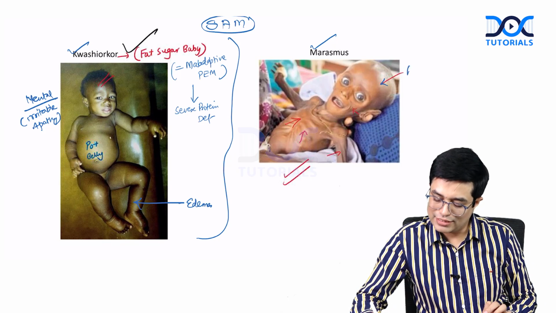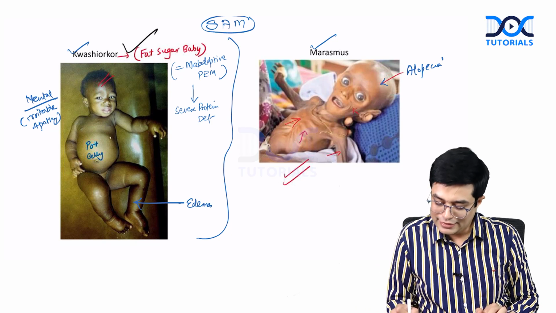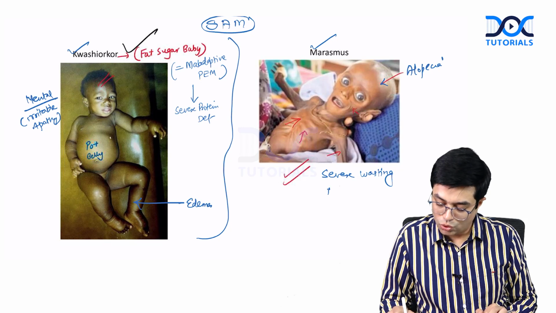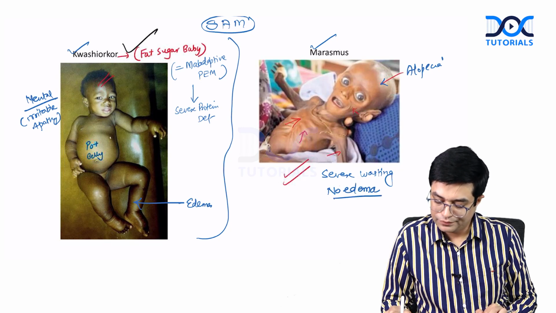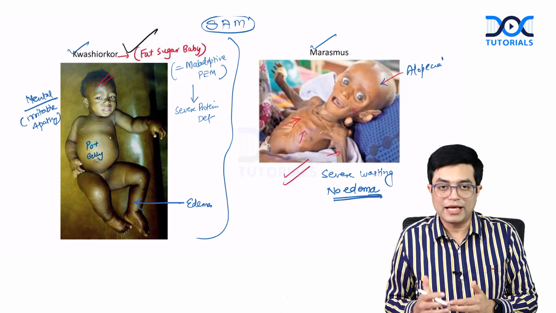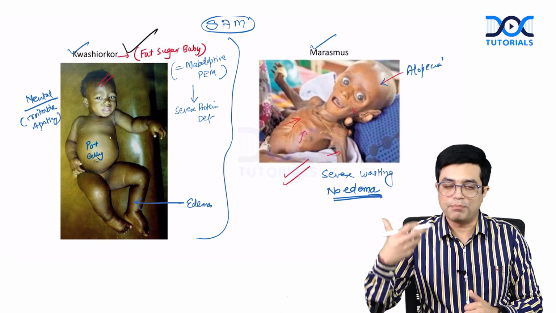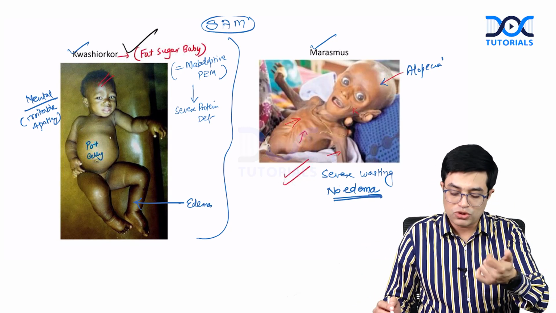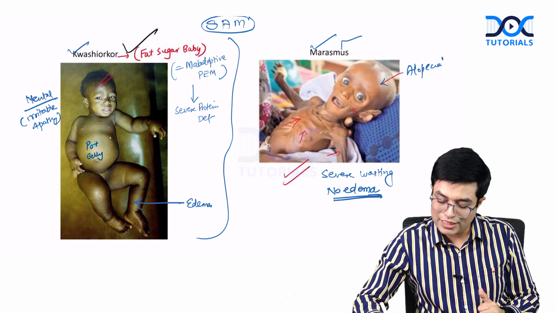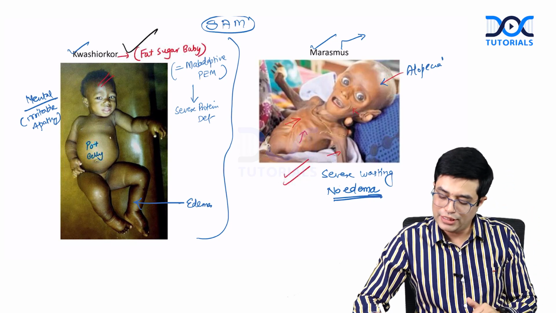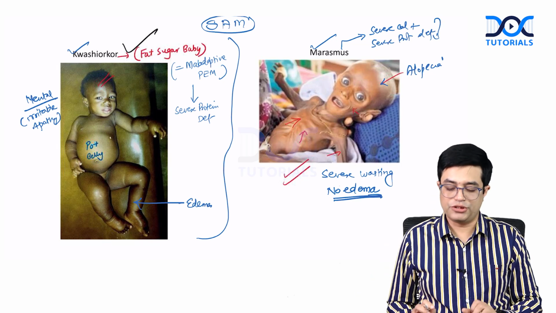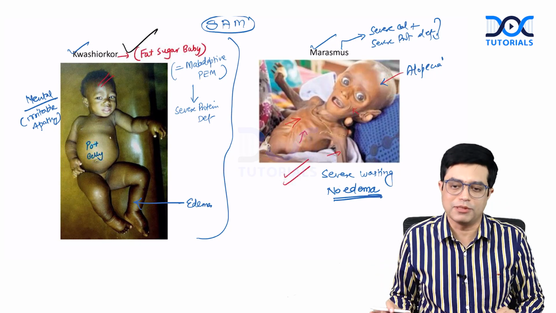Marasmus, look at this. This child has alopecia, so baldness will be there. He has severe wasting, and the child has no edema. The child looks dangerous, but because there is less edema, the child has a better chance of recovery on management. Both are severe conditions, both can be fatal, but which is more severe? Kwashiorkor is more severe. What is the reason for marasmus? Kwashiorkor is due to severe protein deficiency, marasmus is due to severe calorie as well as severe protein deficiency. So both of them will be deficient in a patient of marasmus. Both have been asked in past papers.